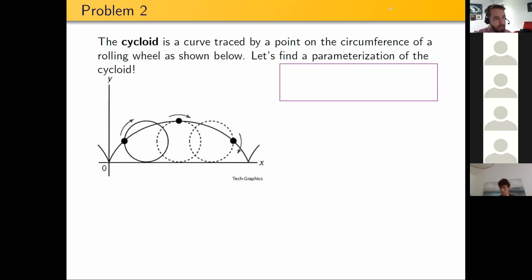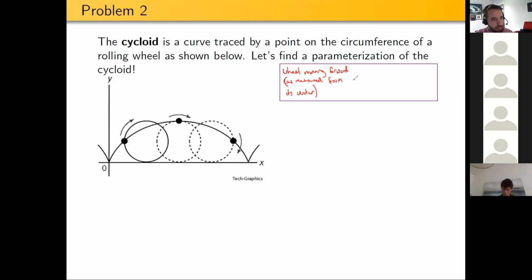So we can trace out, and maybe we'll do this in red, the parameterization that describes the wheel. Where's my red pen? That traces out the wheel moving forward, as measured from its center.